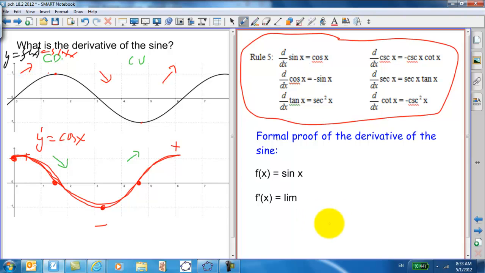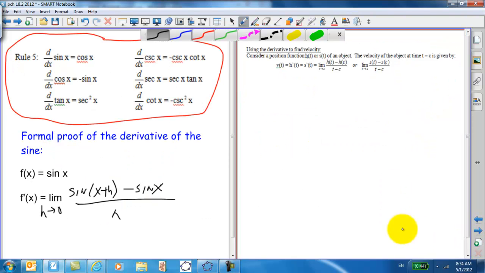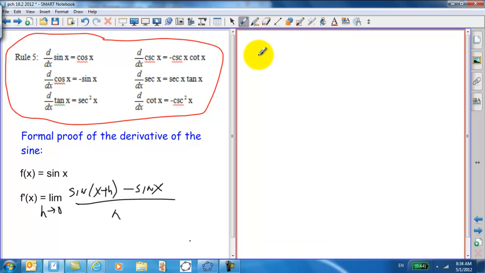Here's the formal proof of the derivative of the sine. Remember, it's going to be the limit as h goes to 0 of the sine of x plus h, that's f of x plus h, minus the sine of x all over h. Okay, we're going to need a little more space here, clearly. So it's the limit as h goes to 0. Can't evaluate the limit now, we'll just get the sine of x minus sine x over 0, so we get 0 over 0. So you have to expand it out.